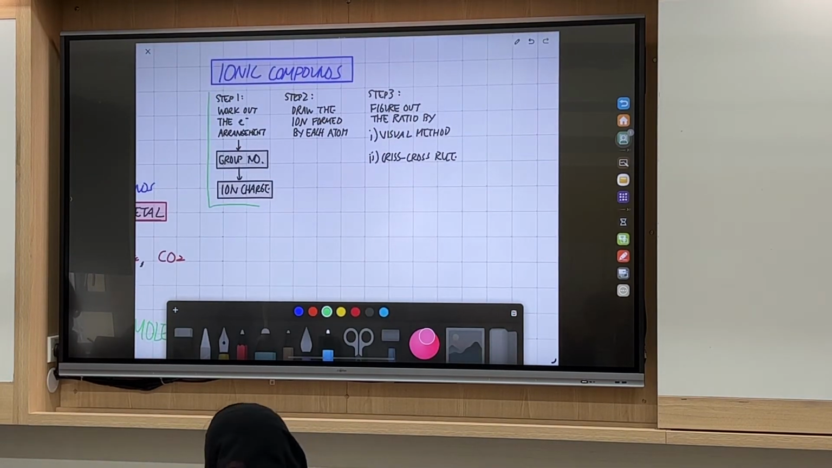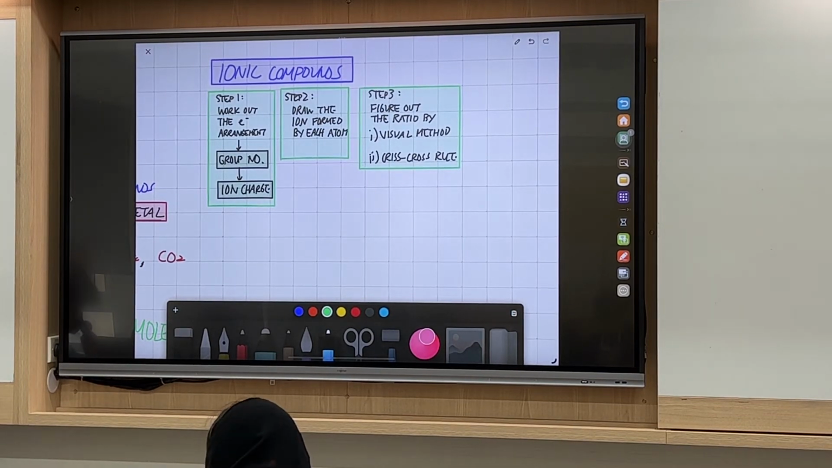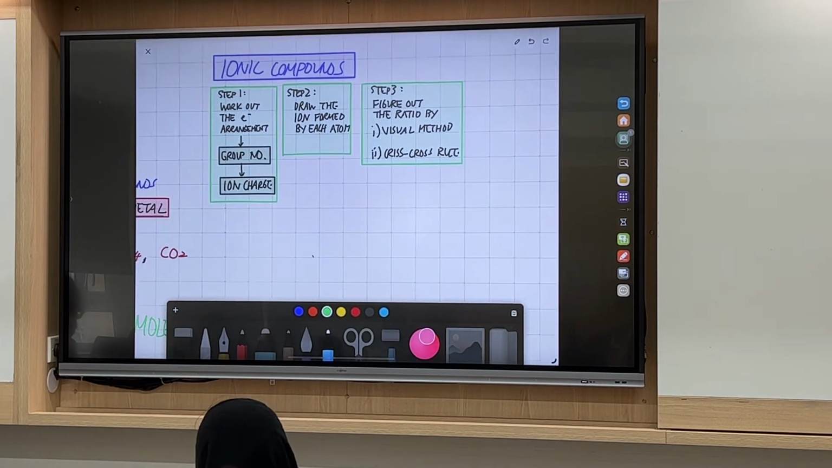In the exam, or when you're preparing for the exam, you should revise these steps rather than memorizing the example. Because there will be an uncountable number of examples that I can set for you in the exam, so you can't memorize each and every one of them. Instead, you memorize the method, these 3 steps. Okay, let's apply it, starting with LiF.